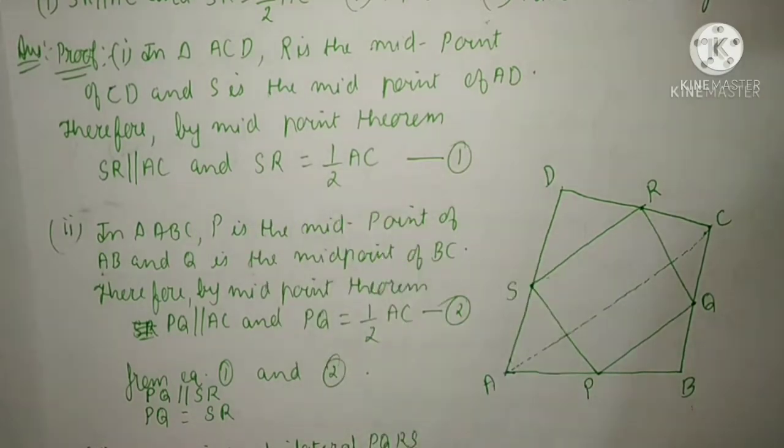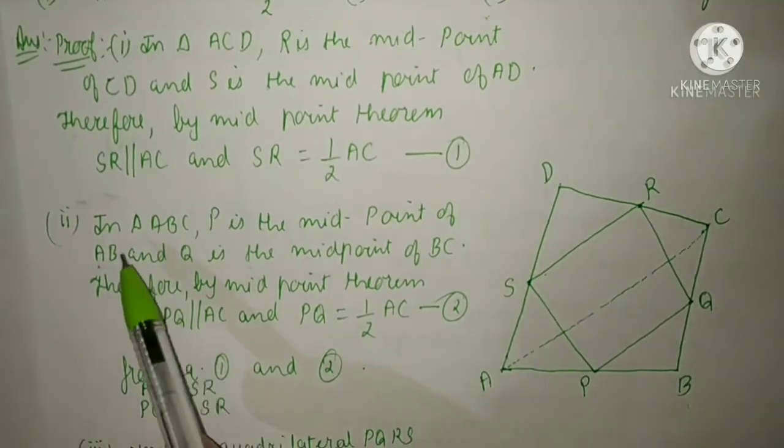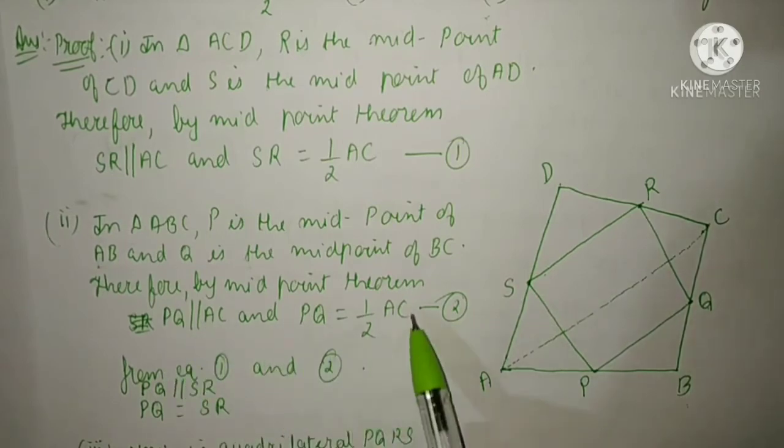Now name it as equation number 1. Now see the second part. In triangle ABC, in this triangle also P is the midpoint of AB and Q is the midpoint of BC. Okay, so again in this triangle also by midpoint theorem this PQ will be parallel to AC and PQ will be half of AC. So we have written it, PQ is parallel to AC and PQ is half of AC. Now name this equation as equation number 2.